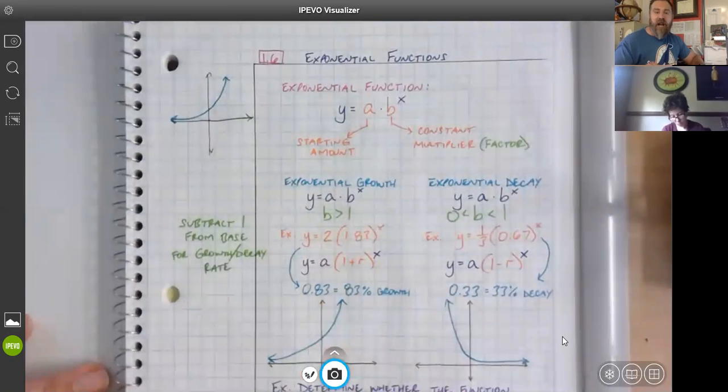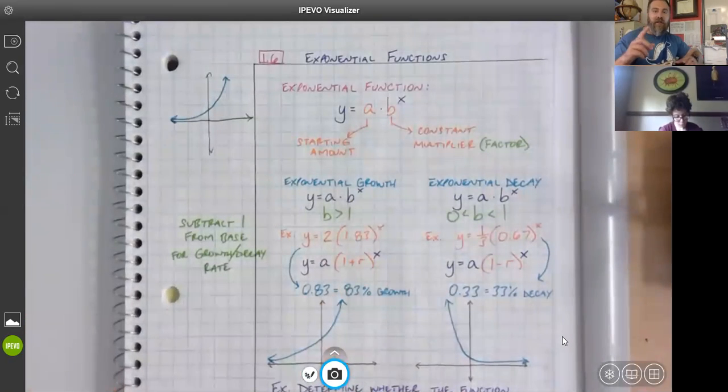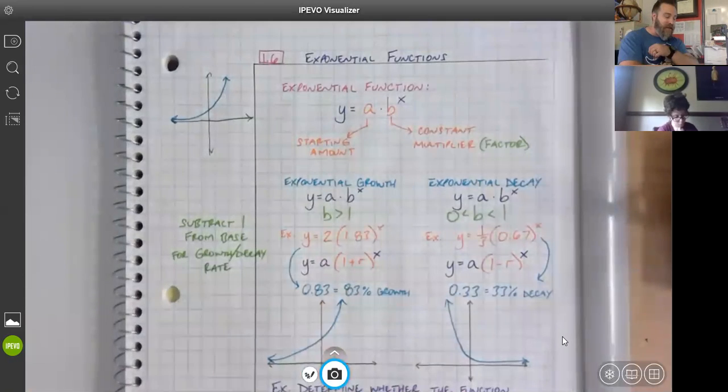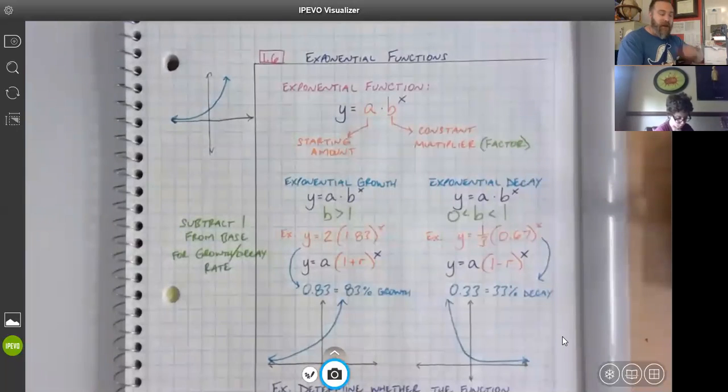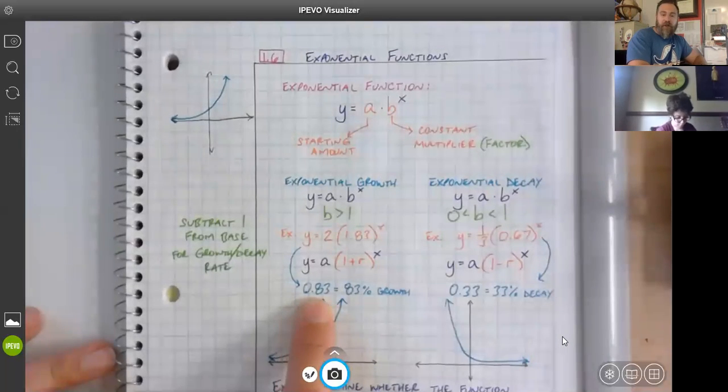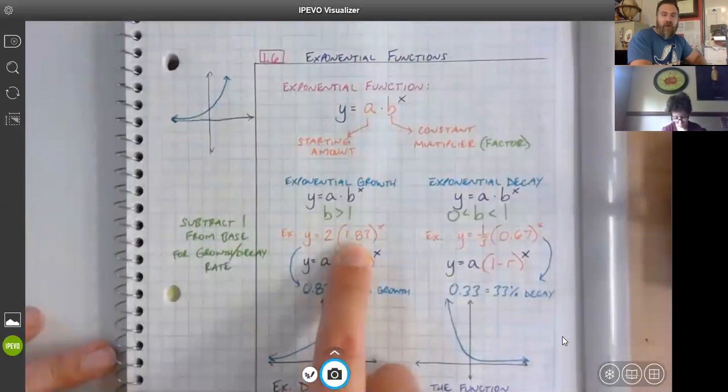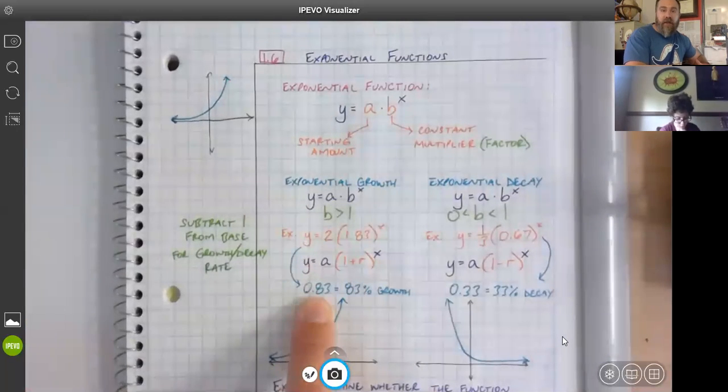Because the reason why we're subtracting 1, that 1 represents, if it was just 1, whatever starting amount I have that's staying exactly the same. In this case, that 0.83 extra is how much it's growing. Okay, and we'll do that with decaying next. But in this case, the 0.83 extra, so I take that base of the exponent, subtract 1. In this case, I got 0.83.